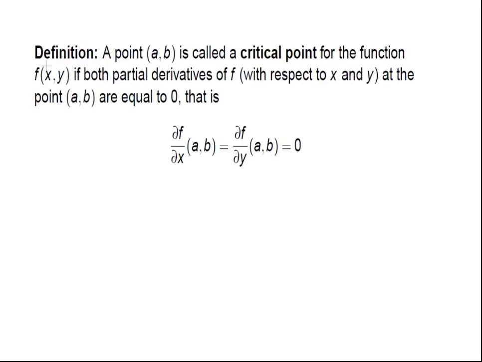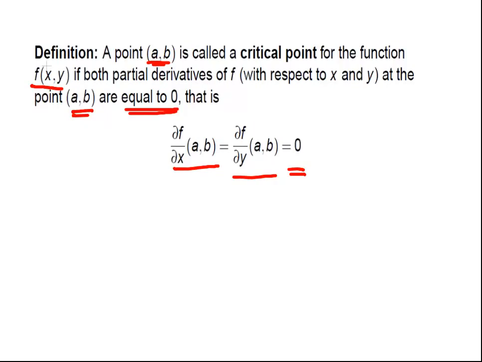Now the point (a, b) is called a critical point of the function f of x and y if both partial derivatives of f, with respect to x and with respect to y, at the point (a, b) are equal to 0. So it's a straightforward enough definition.